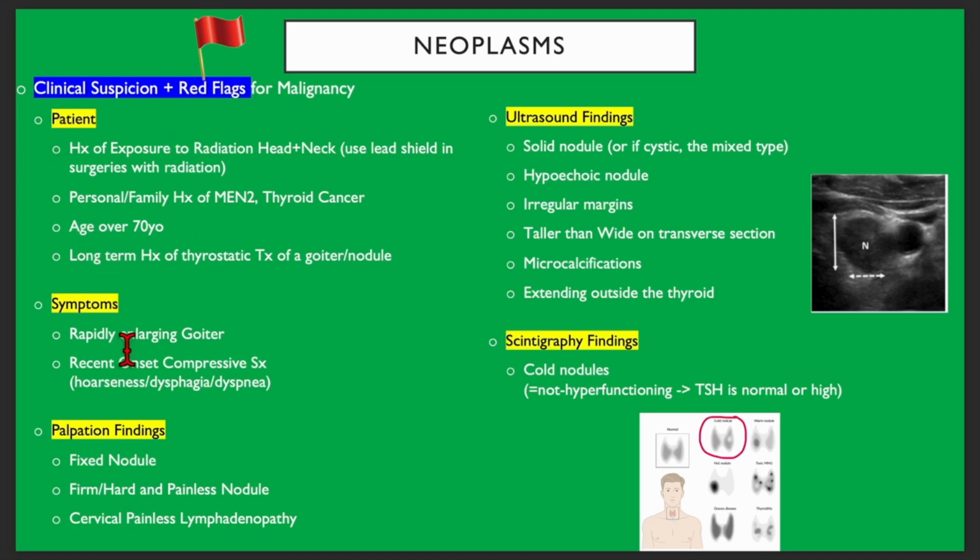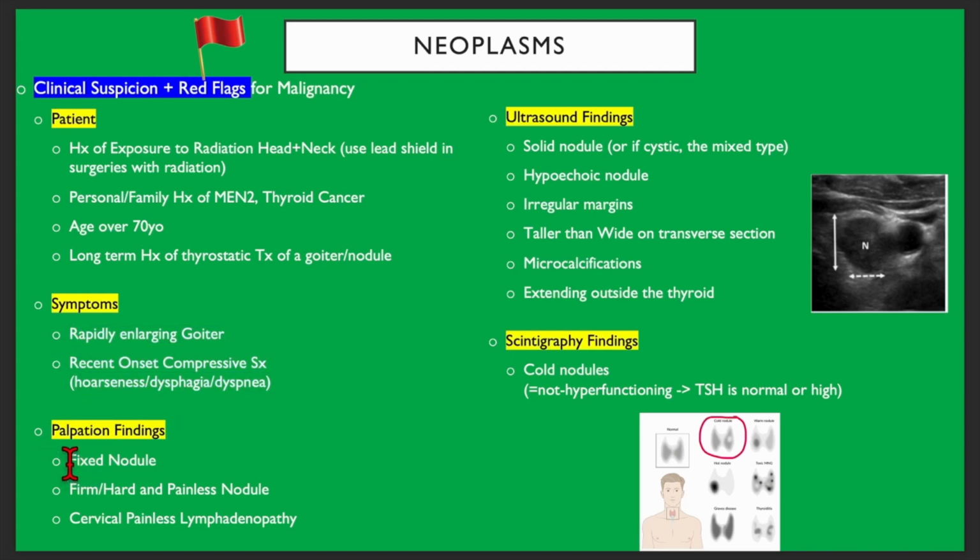History of the patient. Symptoms. We said rapidly enlarging goiter. For example, in Hashimoto, this will mean lymphoma. Some recent onset of compressive symptoms, which means they became big too fast. So it's a synonym for rapidly enlarging goiter. So yeah, these are two synonyms.